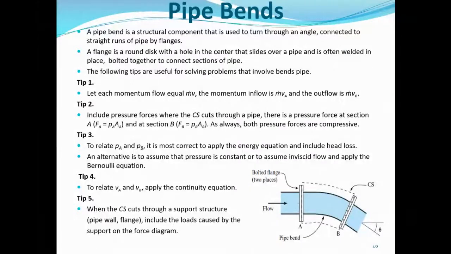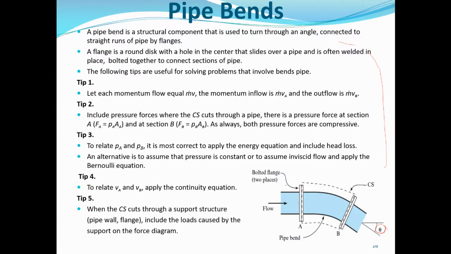But like I said, I will concentrate on the pipe bends, which is more applicable to the civil engineering students. Here a pipe bend is a structural component that is used to turn through an angle. So you can see this is the angle. That's why it's a bend. It is connected to straight runs of pipe by flanges, because more often than not, for whatever reason, you may not be able to lay pipe straight. There may be need to turn, and whenever you want to turn, you use the pipe bends.